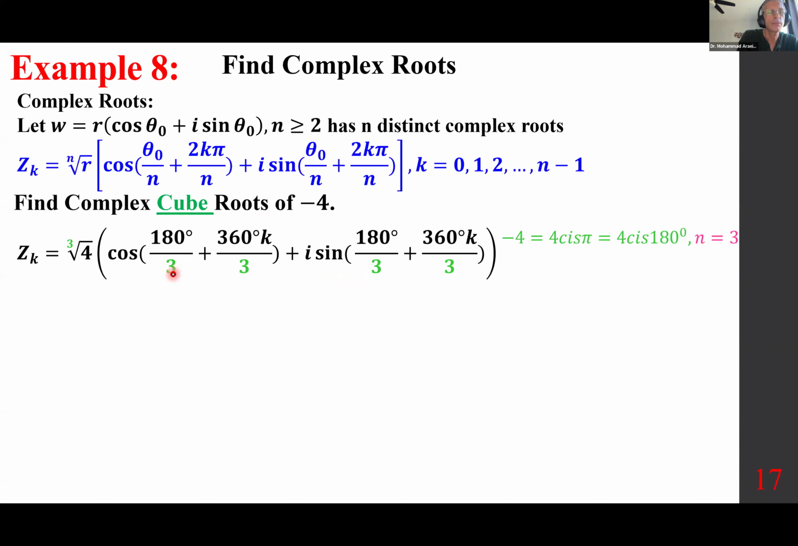Let's divide by 3. So again, a quick recap. Minus 4 is 4 cis pi. You can go with the radians, but it's easier to work with the degrees. So 4 cis 180 degrees, n is 3. And the reason is 3 because it says cube root. So basically, they are asking for the cube root of -4. That's what they're asking.